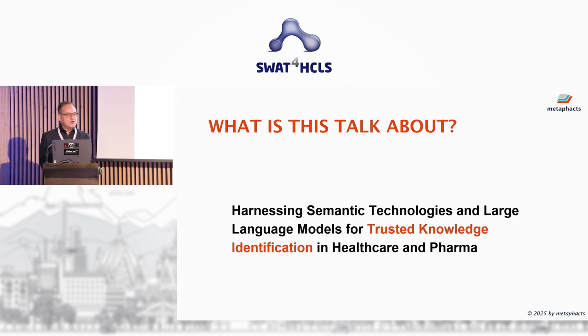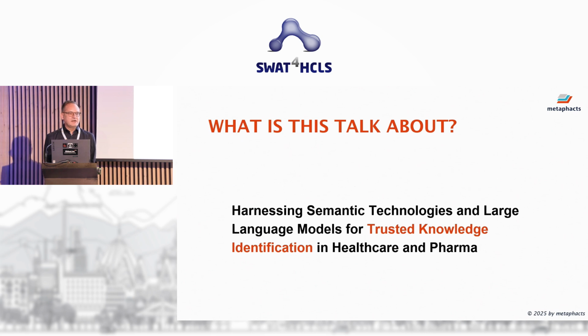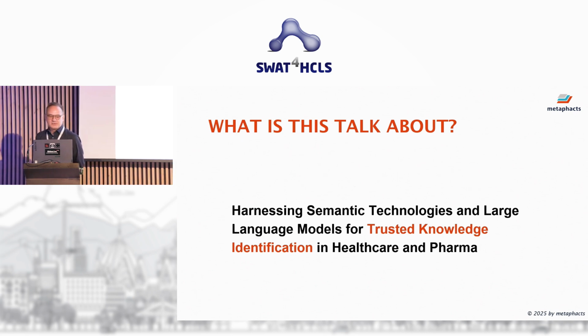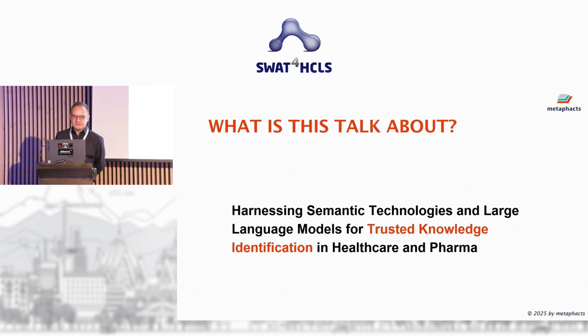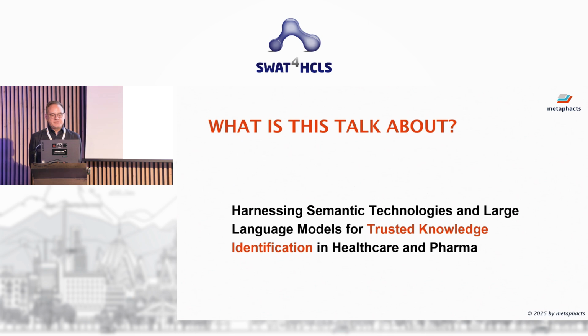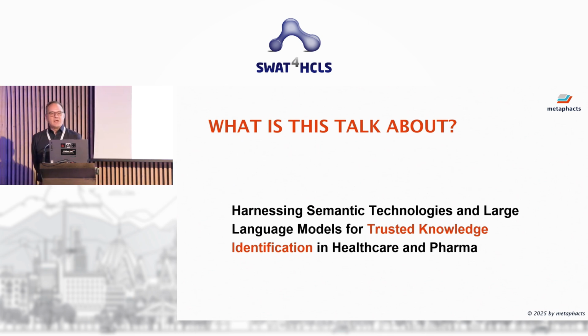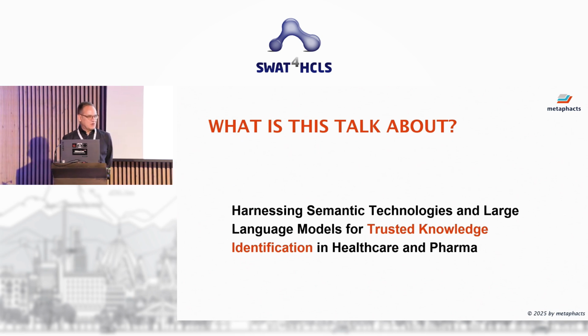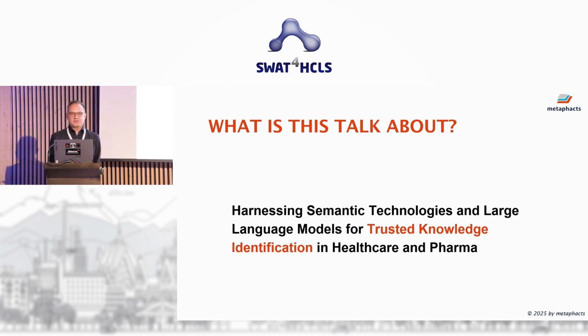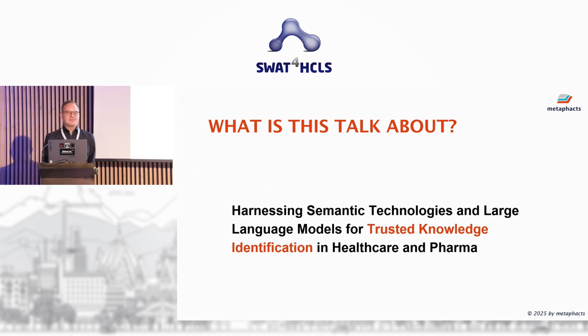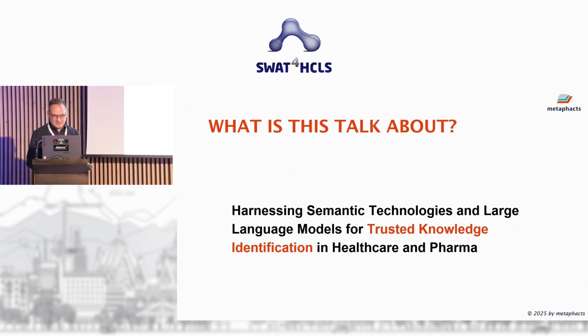experience and lessons learned that we made when we built a product that combines symbolic AI, knowledge graphs, and large language models. One of the main objectives that we try to achieve here is to work on trusted knowledge identification. When using large language models, we know they do not always tell us the truth. So this trust thing is an important one, and I will come back to it during my talk.